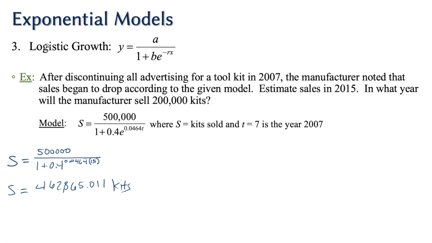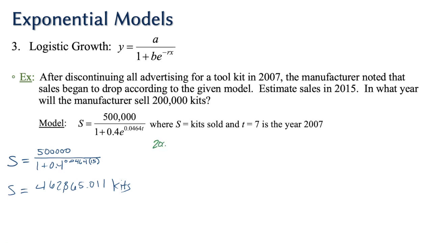Now, that's an easy one, because if we simply want to estimate the sales in a certain year, you just plug in for T and punch it up. There's really not a lot of solving to happen. The other side of it is, given a certain number of kits, when will that happen? Maybe we're curious how long until we're only selling 200,000 kits. Obviously, in 2015 we're still at about 462,000. But when will it be down to 200,000? That means we put that number in for S and solve for T.